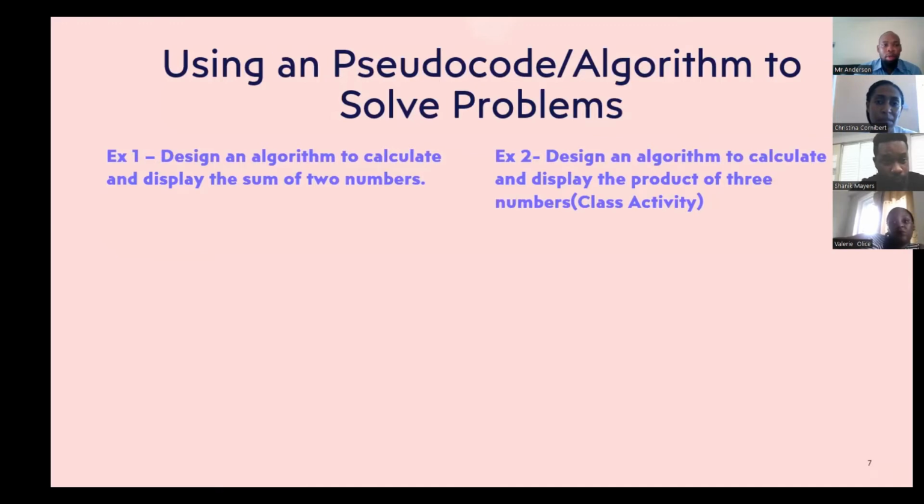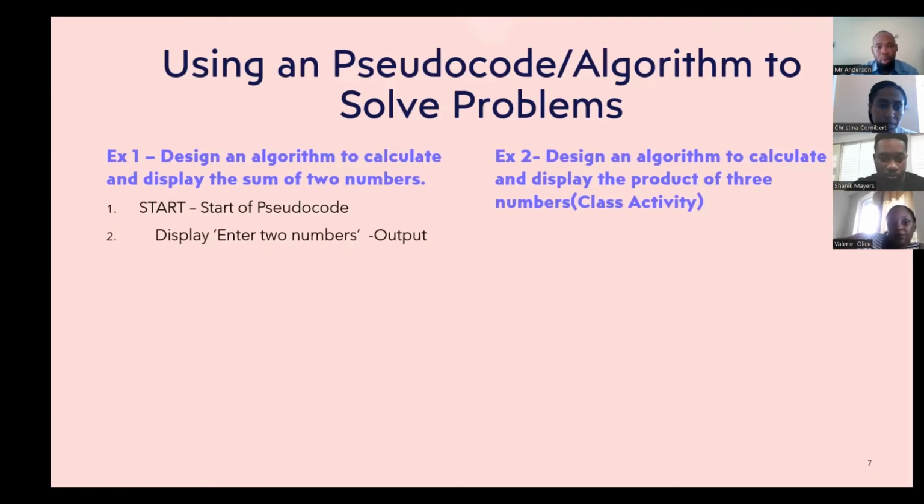Our first example, we want to design an algorithm to calculate and display the sum of two numbers. Now remember the steps of problem solving. You now have to apply that to arrive at your solution. So we know we must start our algorithm, the start of the pseudocode. And like I said, we see certain keywords which are used in the English language. It's not necessarily a programming language.